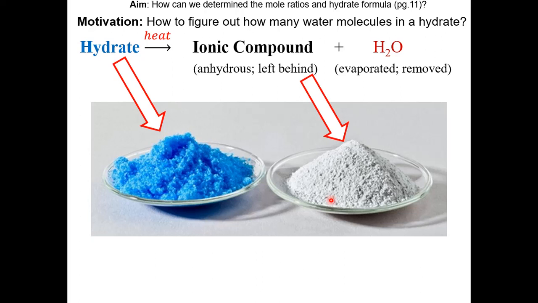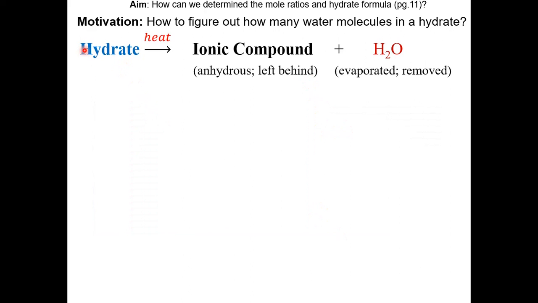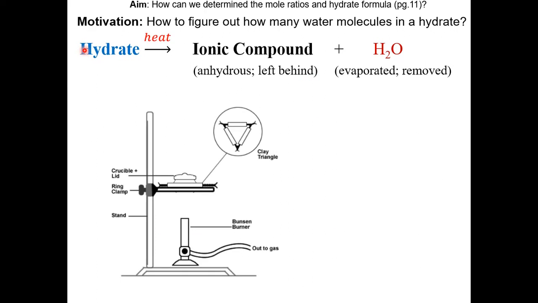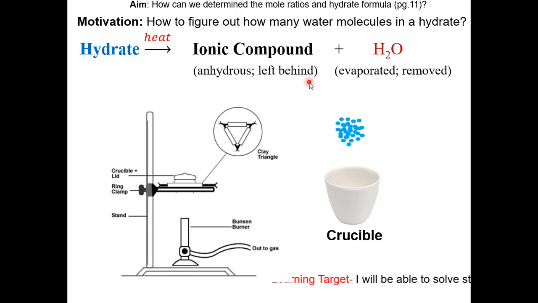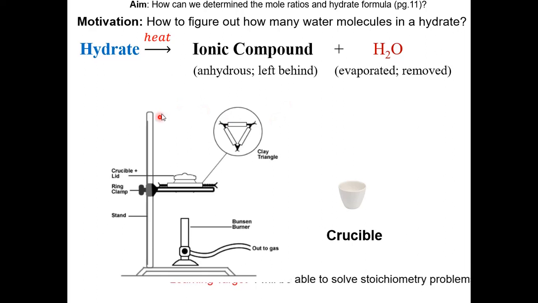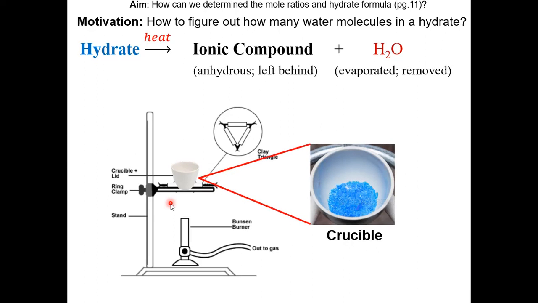In this lesson, we'll be figuring out the ratio between the ionic compound and the H2O in the hydrate. We will be doing this experiment in lab. So this is the setup for the experiment, in which we'll be heating up the hydrate to remove the water, and we'll leave behind the anhydrous ionic compound. We're going to first place the hydrate in a crucible. Then we're going to place the crucible into this setup. We're then going to heat up the crucible until all the water has evaporated.